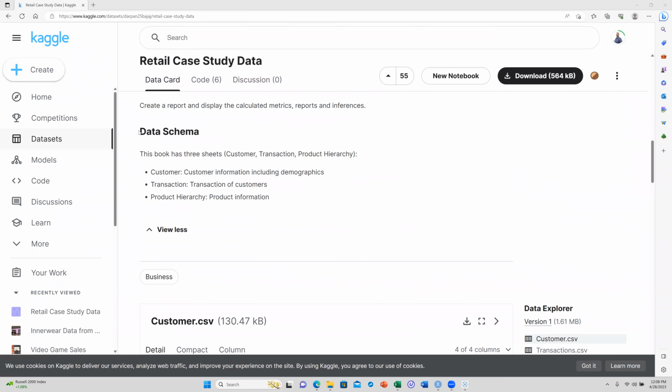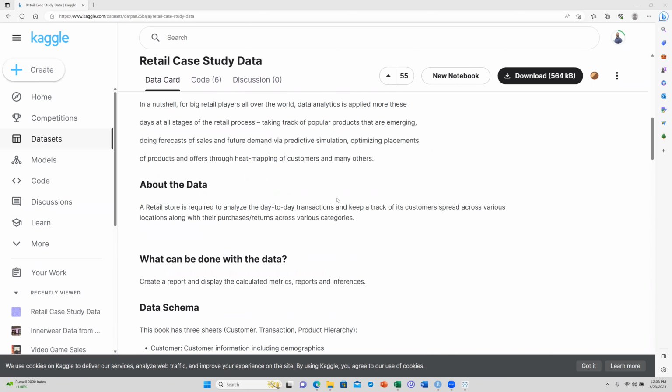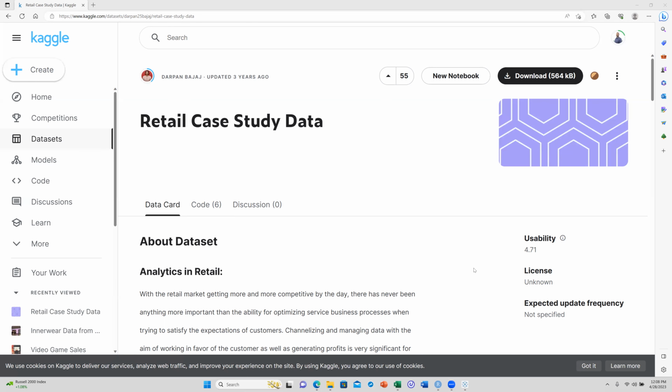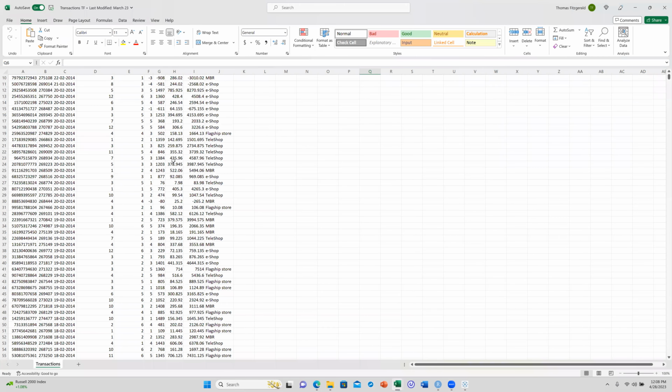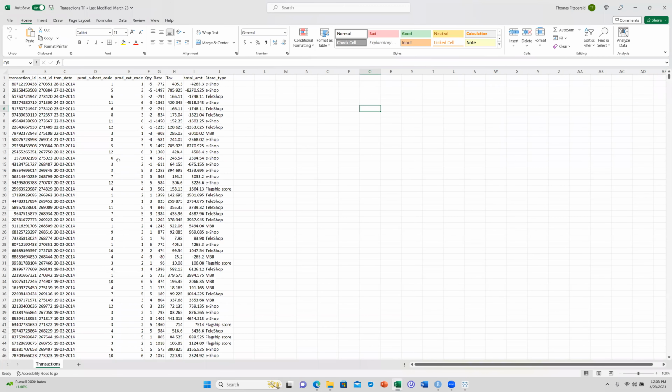So this data set actually has 3 different spreadsheets. I'm going to skip off of Kaggle now and jump right into showing you guys the spreadsheets. So right here is the spreadsheet that shows all of the transaction data, such as transaction ID, customer ID, transaction date, product subcategory code, product category code, quantity, rate, tax, total amount, and store type.